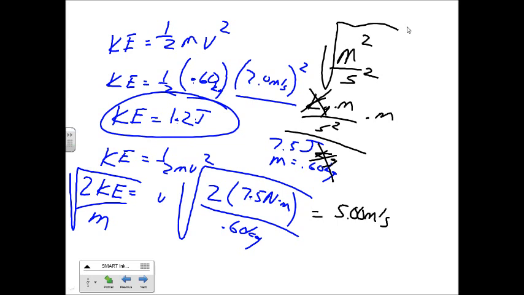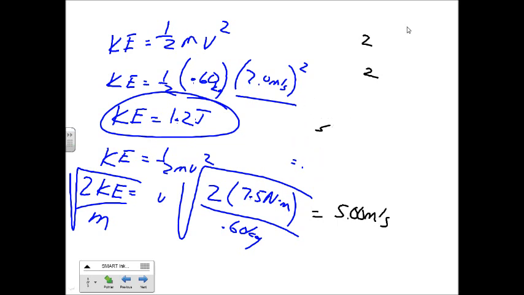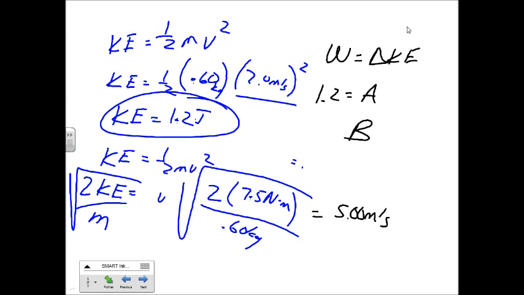Now, let me make a little space here, and let's think about part C. Part C wants to know how much work was done moving this ball from point A to point B. All you've got to know to figure that out is that work equals change in what? Kinetic energy. So the kinetic energy at point A, which we just calculated, was 1.2. The problem told us at point B the kinetic energy was 7.5. Those are joules. We usually take final minus initial, right? So 7.5 minus 1.2, we get a change in kinetic energy of 6.3 joules.